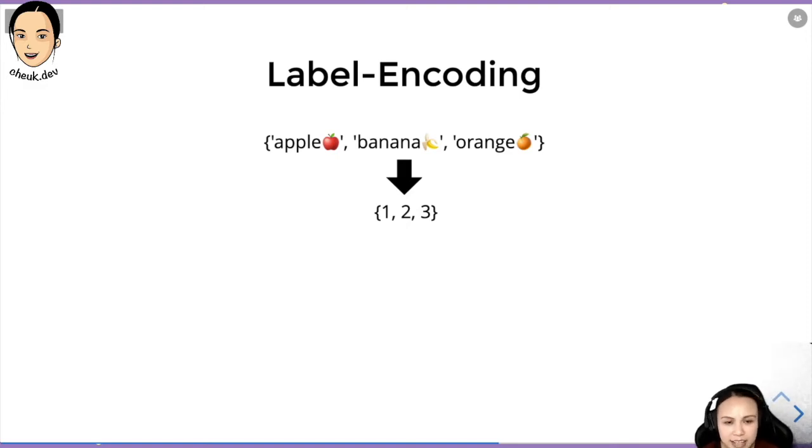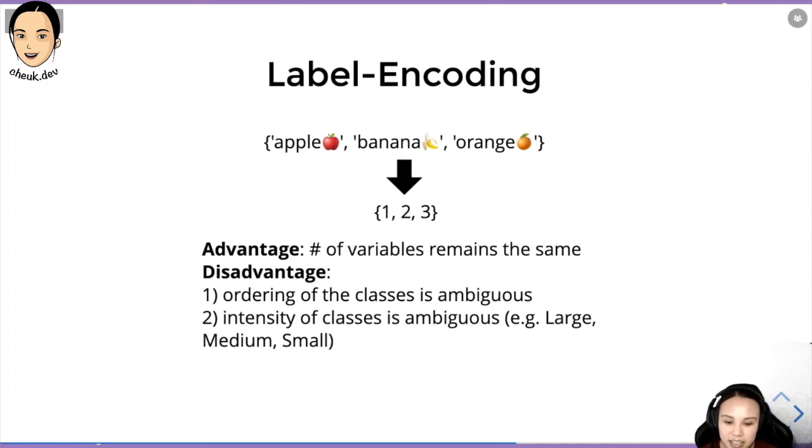The good thing is that the number of variables remains the same. I still have one variable, what fruit it is. It's just that instead of apple, banana, orange, I change them into 1, 2, 3. If someone knows from me that I put them in alphabetical order and there are only three types of fruits, then if they see a 2, they know it's a banana. So the number of variables doesn't expand, but the problem is that the order of the class is ambiguous.